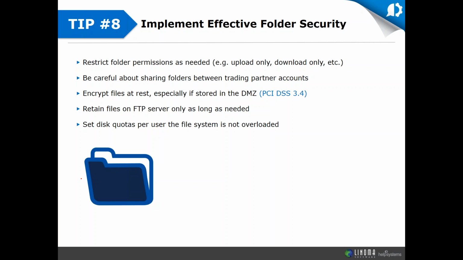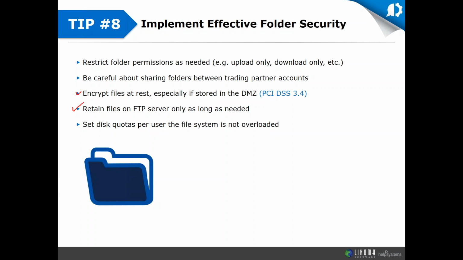Generally, trading partners should have their own unique folders so they do not see or accidentally overwrite other partners' files. But if there is a need to share folders between partners, you should make sure you've got good granular permissions in place so those partners can only do those things that you need them to do within that system. You should also consider automatically encrypting the files at rest or on disk when they're uploaded by your trading partners, especially if you decide to store those files in the DMZ. But as I mentioned earlier, some auditors don't even like to see the files in the DMZ even if they are encrypted.